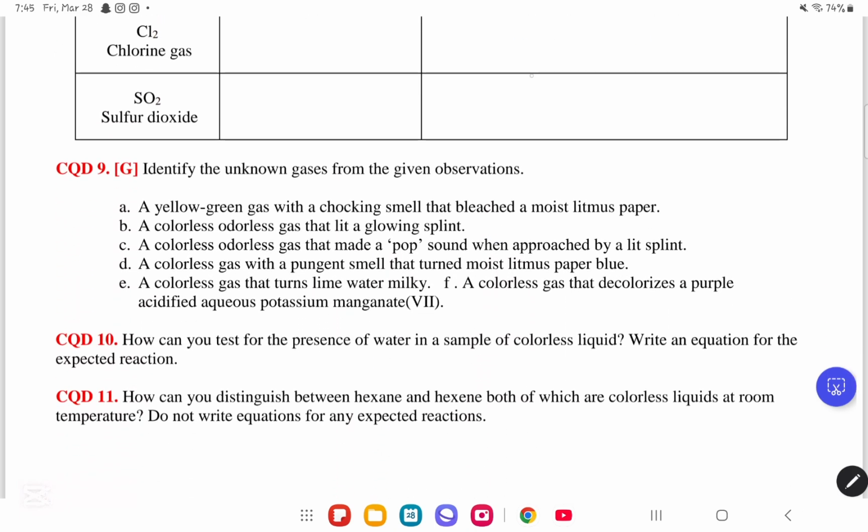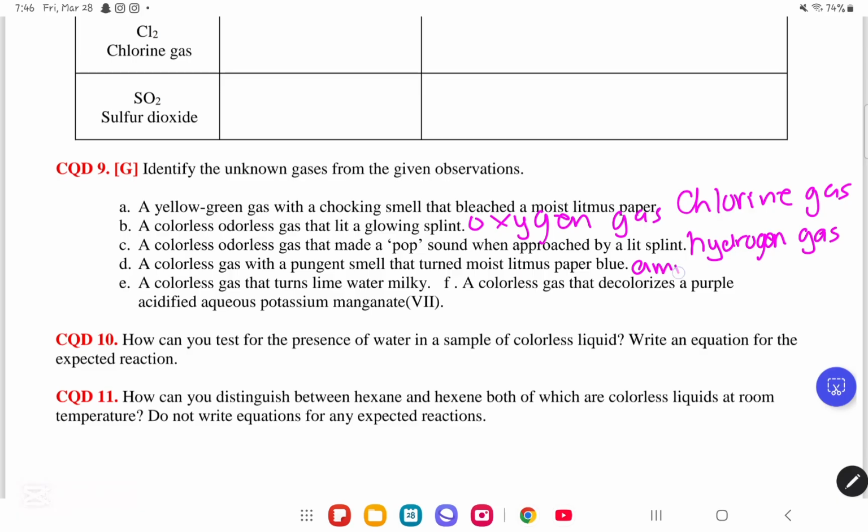Okay, we go down to CQD 9. They said, identify the unknown gas from the given observation. A yellow-green gas with a choking smell that bleached a moist litmus paper. This is chlorine gas. Relights a glowing splint. This is oxygen gas. A colorless, odorless gas that makes a pop sound when approached by a lit splint. This is hydrogen gas. A pungent smell directly, we know this is ammonia gas.